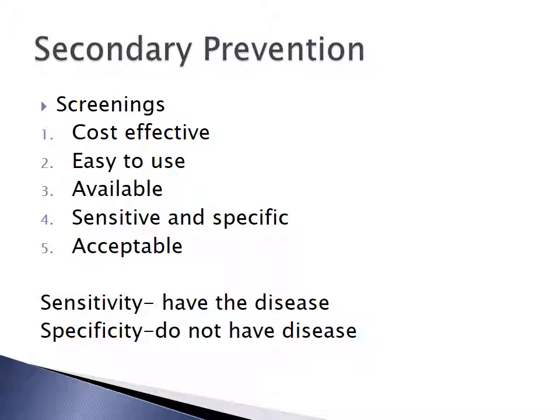Secondary prevention continued. When the public health nurse plans health promotion measures utilizing screenings, there are some elements to consider. These elements include whether the screening is cost-effective, the ease of use of the screening, the availability of the screening, the sensitivity and specificity of the screening, and whether the screening is acceptable to the population. Sensitivity measures the test's ability to correctly identify people who have the disease. Specificity measures the screening's ability to identify those who do not have the disease. You can see why these elements are important to consider when planning secondary prevention.